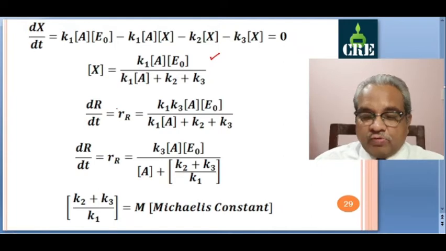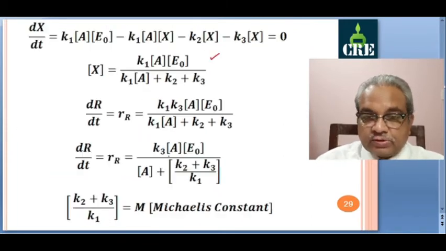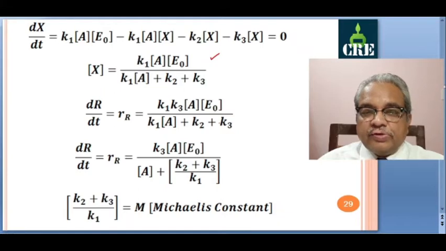Rate of formation of R, we know, is K3 into concentration of X. So K3 into concentration of X I have substituted, and I get K1 K3 concentration of A into concentration of E0 divided by K1 into concentration of A plus K2 plus K3.